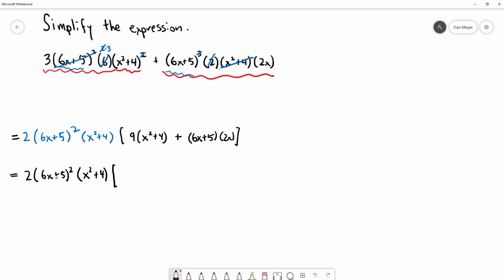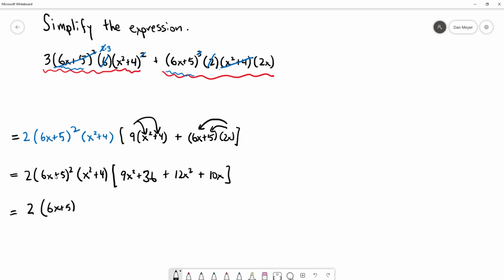Inside the brackets, we can go ahead and distribute some things. So we can do 9x squared plus 36. I distributed the 9 through the parentheses. I can also distribute the 2x through over here. It's nice that we don't have any minus signs here, so we don't have to worry about any sign errors. 6x times 2x is 12x squared. 5 times 2x is 10x.